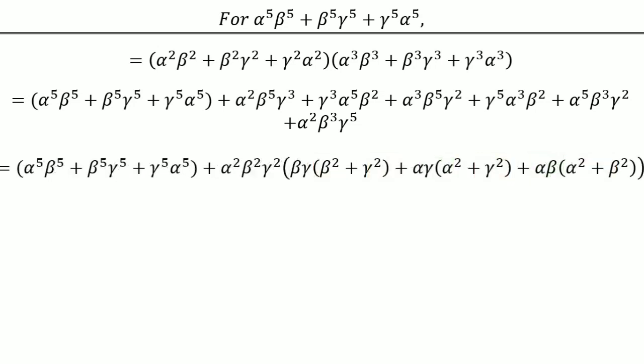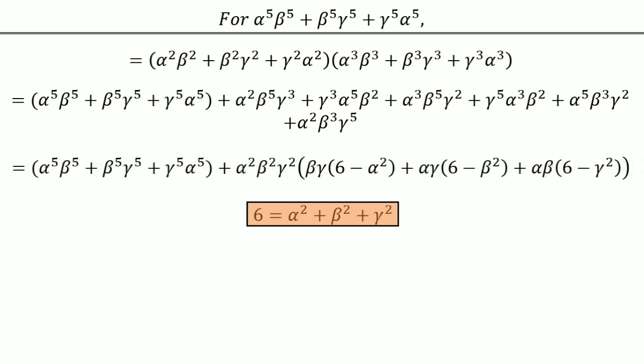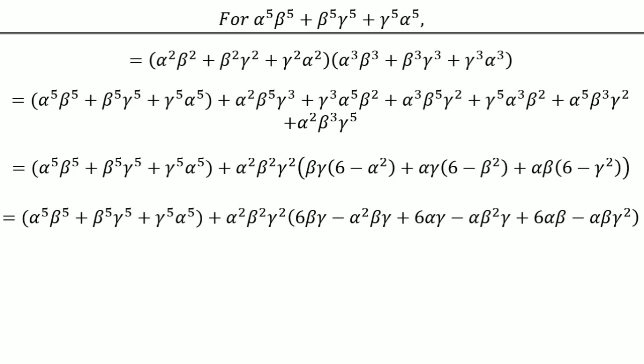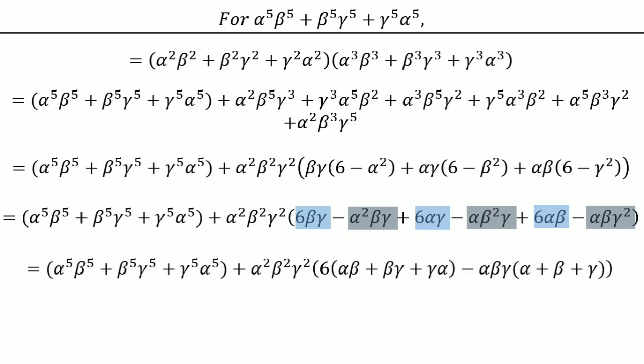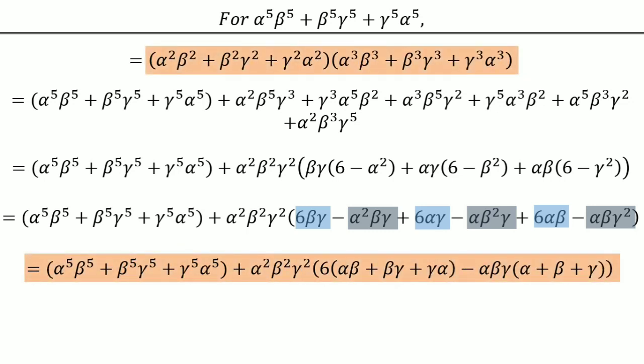Now we know that 6 is equal to alpha square plus beta square plus gamma square, so we can replace the rest of the things with the alternative values, so finally we have this. Now reopening the parenthesis, we have this. Now take these terms as common, so we have this. Now we have converted this thing into this thing, and remember this identity, we will use this later.